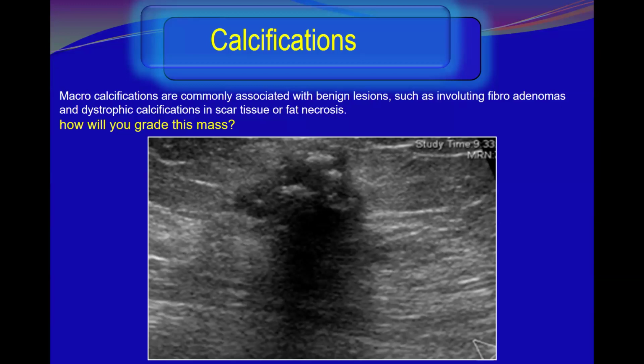How will you grade this mass? What about these calcifications? Is this macro or microcalcification? This is macrocalcification. So how will you grade the mass?